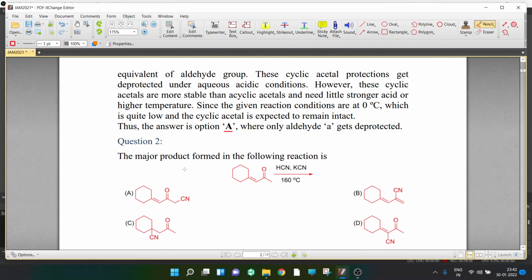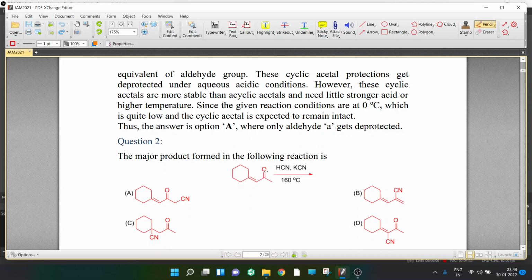Moving on to question B. The major product formed for the following reaction. So two things we have to see. We are adding HCN and KCN, and the temperature is very high, 160 degrees Celsius. What are we seeing here? It is an alpha beta unsaturated ketone. So you have this ketone group at alpha, and at beta you have a double bond. So, alpha beta unsaturated ketone.